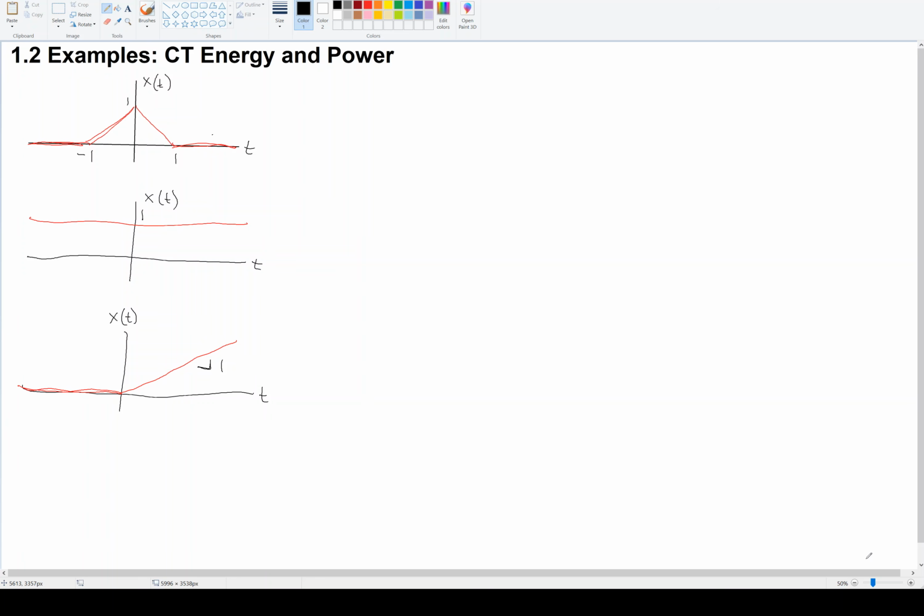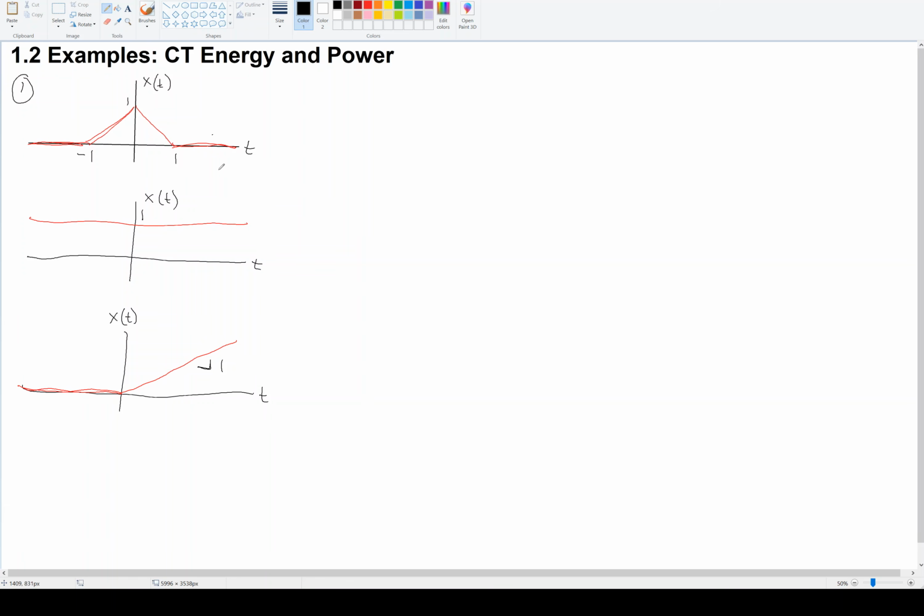Okay, in this video we're going to work on calculating the total energy and average power over all time of continuous time (CT) signals. We're going to look at these three signals here: this triangular pulse, this DC signal, and this ramp. But first, let's look at example 1, our triangular pulse.